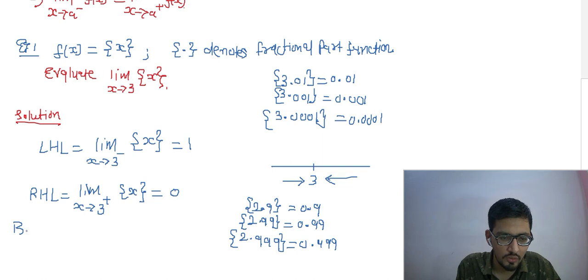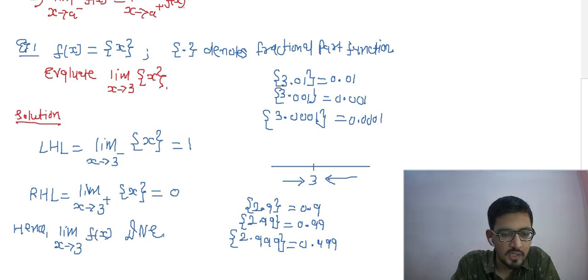No. So here I will write, hence, limit x tends to 3 of f of x does not exist. Full form you can write: limit x tends to 3 of f of x does not exist. So finally by this example you can understand in which case the limit does not exist and in which case the limit exists. This is very important to understand.